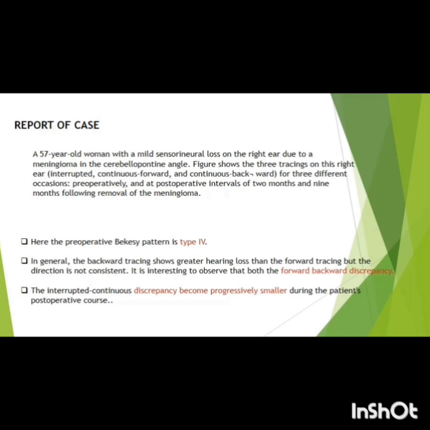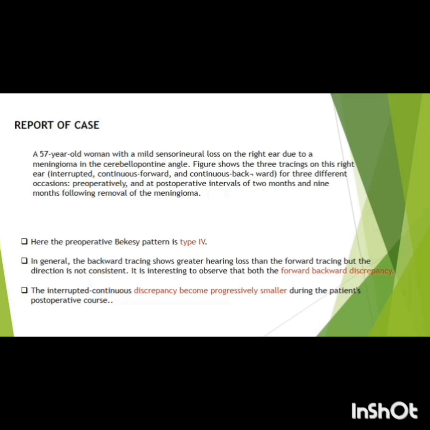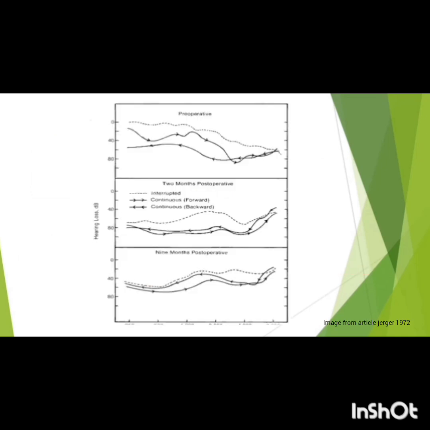This is a case report of a 57-year-old woman with mild sensory neural hearing loss in the right ear due to meningioma in the cerebellopontine angle. This is the Bekesy audiometry figure of the above given case, where there are 3 tracings given, that is preoperative tracing and postoperative tracings at intervals of 2 months and 9 months.